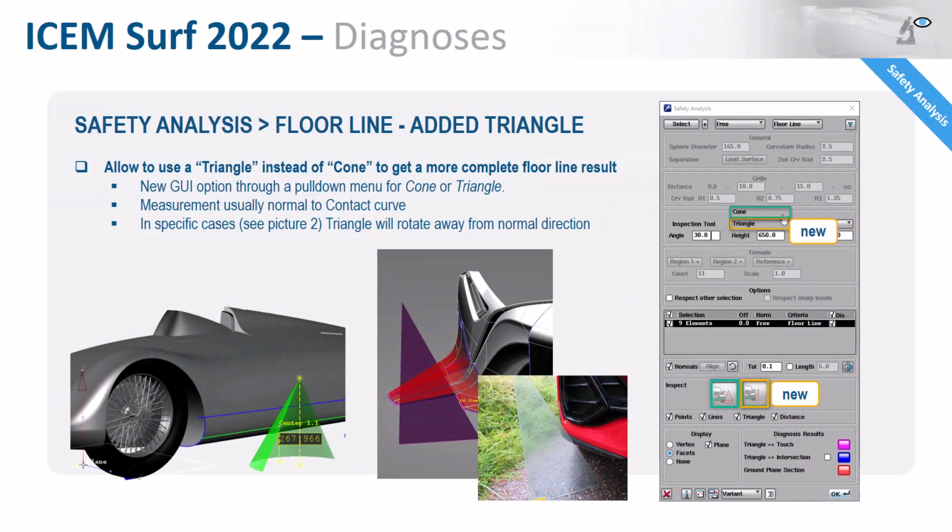Moving on to diagnoses now. We added the floor line analysis a couple of releases ago, but our customers highlighted an issue that sometimes the cone would skip over sharp angles and consequently give a partial result. Now we offer a new alternative triangle option which solves this problem by being able to fit into these tight spaces. Let me show you how it works.